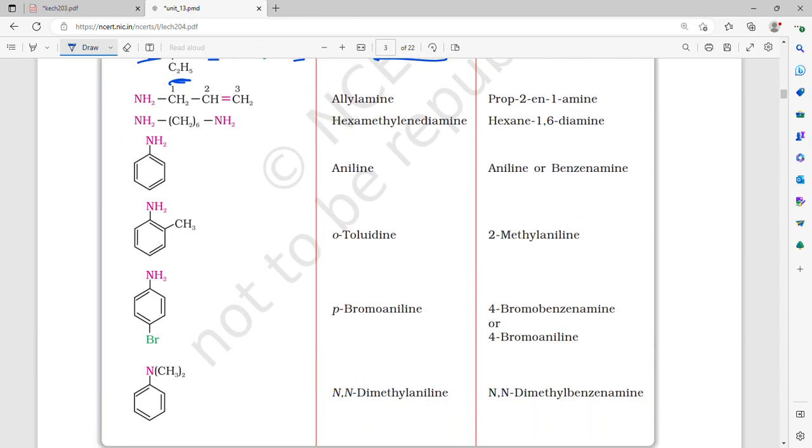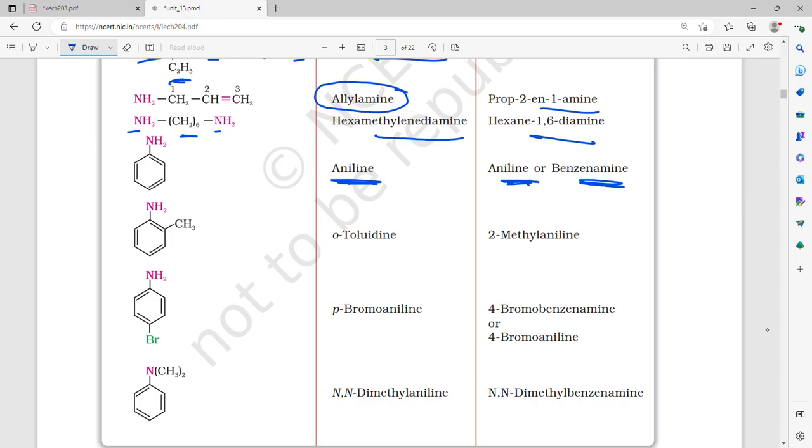Then allylamine, NH2CH2. This is important. NH2CH2CH=CH2 is allylamine, prop-2-en-1-amine. Then here it is hexamethylenediamine. Benzene ring with NH2 attached is aniline; the IUPAC name aniline is also accepted, so is benzenamine. Over here there are 6 carbons. When there are 2 nitrogen groups, then it is hexane-1,6-diamine.